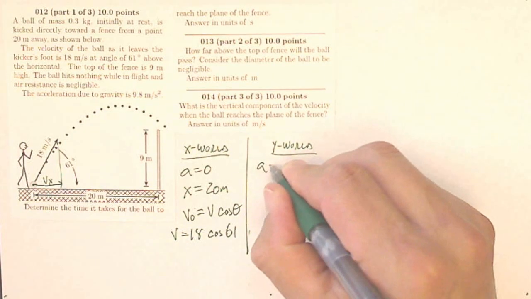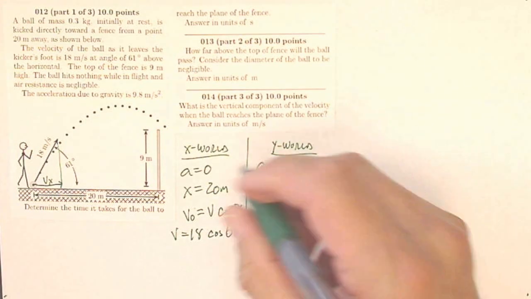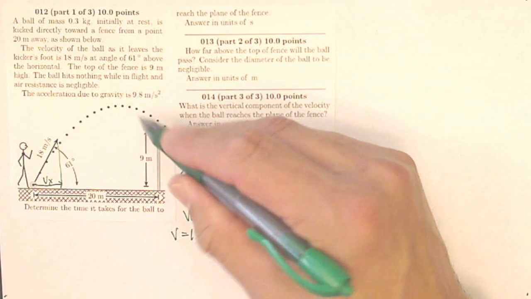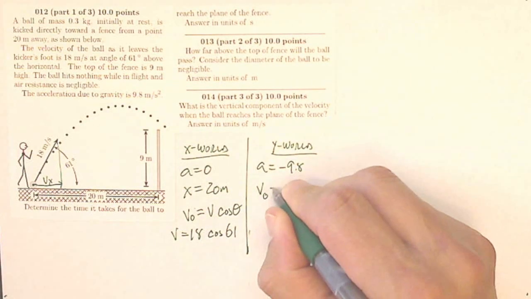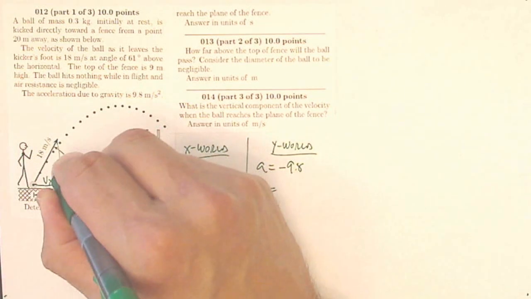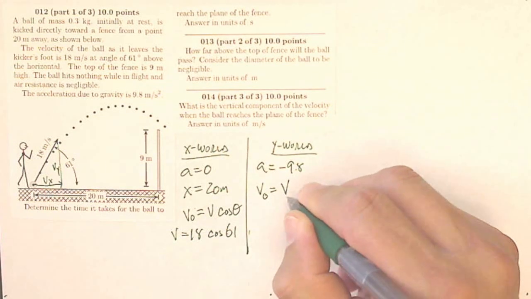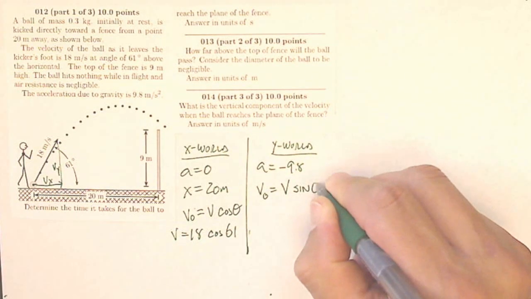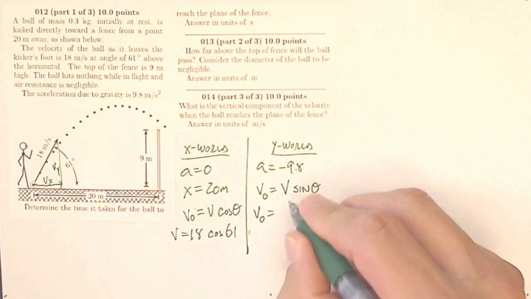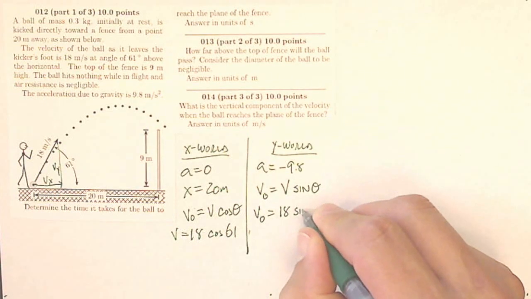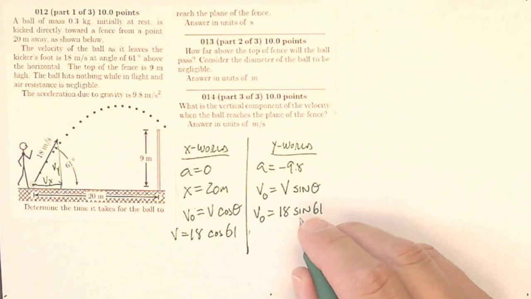I don't know time, but I guess I can get it pretty quickly over here. In the Y world, my acceleration is negative 9.8. I don't know my displacement. I'm going to be wondering about that later because this 9 meters is actually the fence itself. My initial velocity is going to be the Y component of this 18 meters per second. So my initial velocity is going to be that velocity of 18 times the sine of theta because I'm dealing with the opposite side. So my initial velocity in the Y world is going to be 18 sine 61. And that'll give me my initial velocity in the Y world.